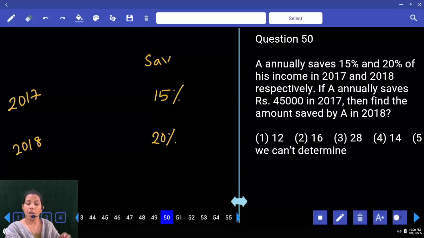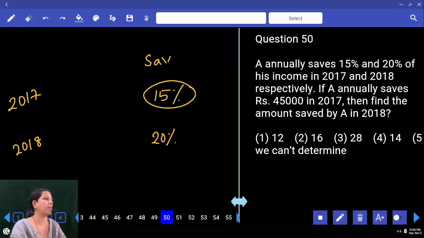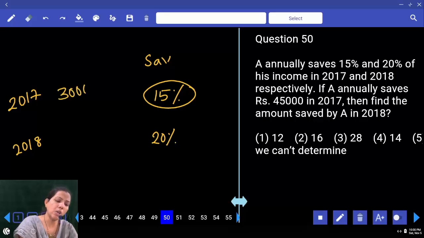Next. If A annually saves 45,000 in 2017, that means a 15% value is equal to 45,000. Right? 15% value 45,000 means 1% value 3,000. So here if we write two more zeros after 3,000, this is the income. So the income is equal to 3 lakhs.